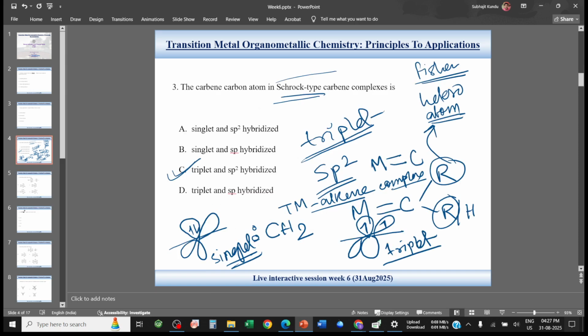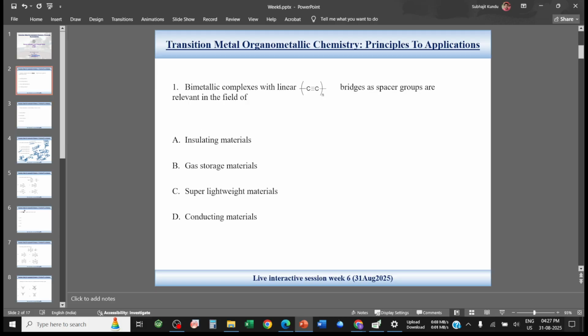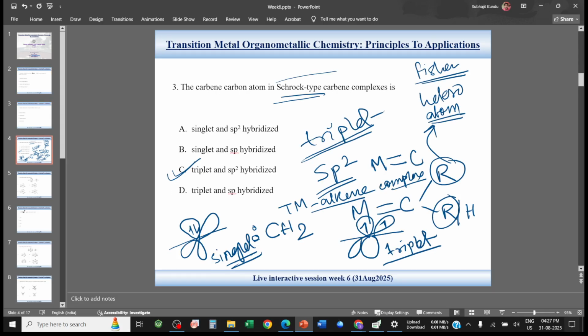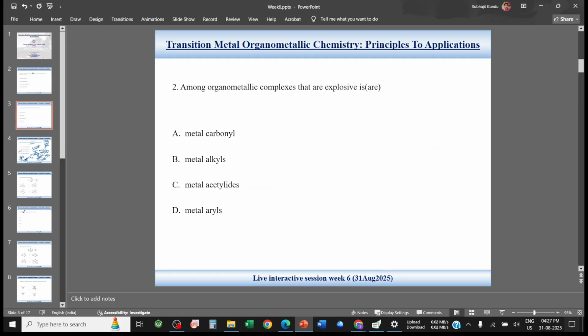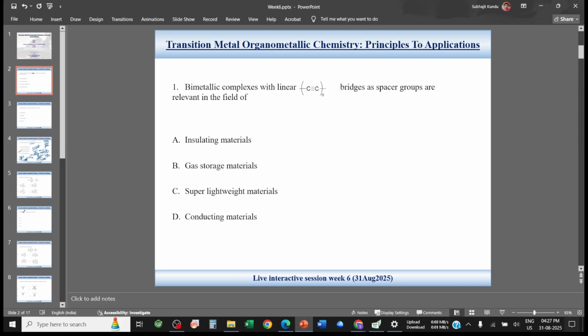So the first two questions you take. Should I explain to you or will you check it later? You can explain, sir, the second one. Okay, so this is about bimetallic complexes with linear C triple bond C bridges as spacer groups. We have seen a series of bimetallic complexes with gold and other metals in lecture number 30, the last lecture of this week.